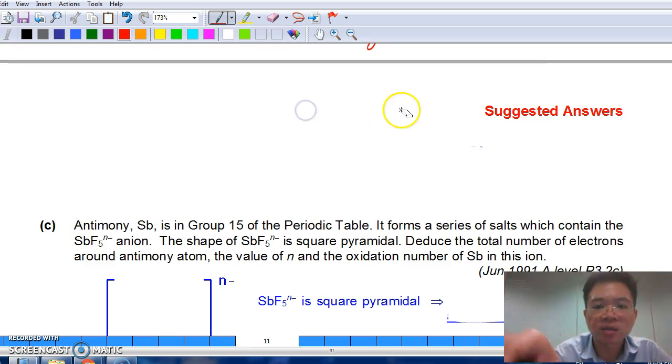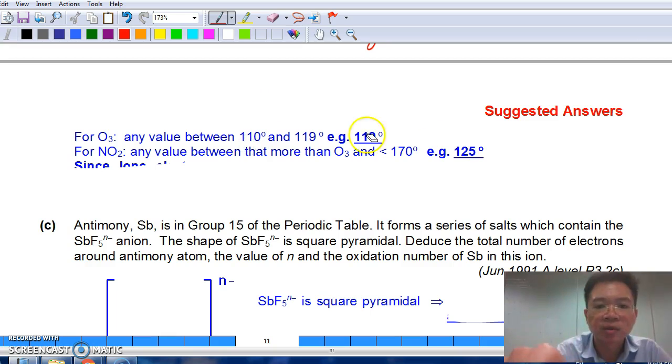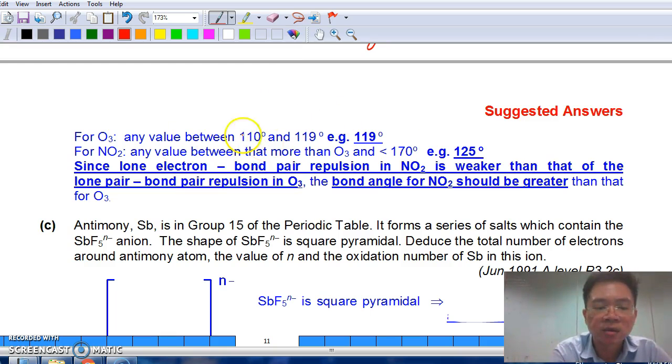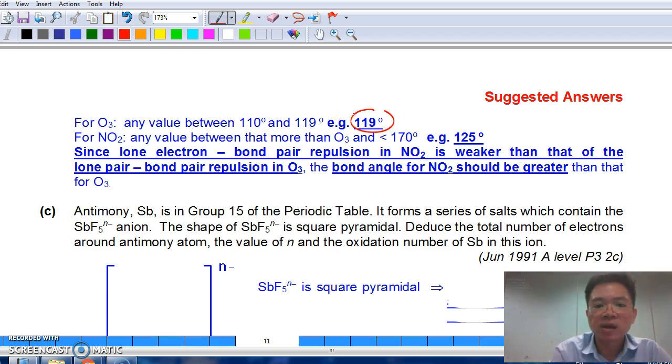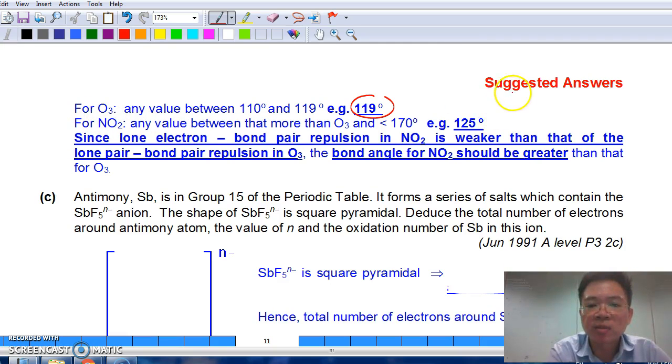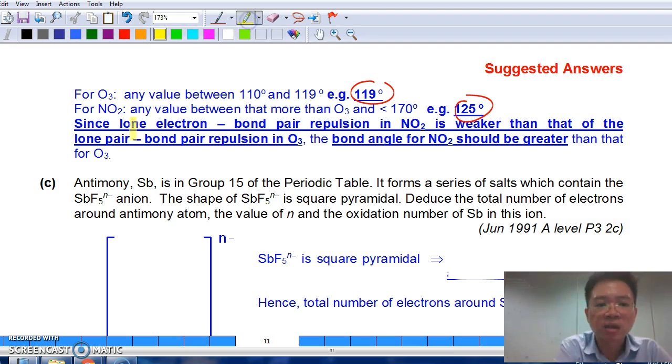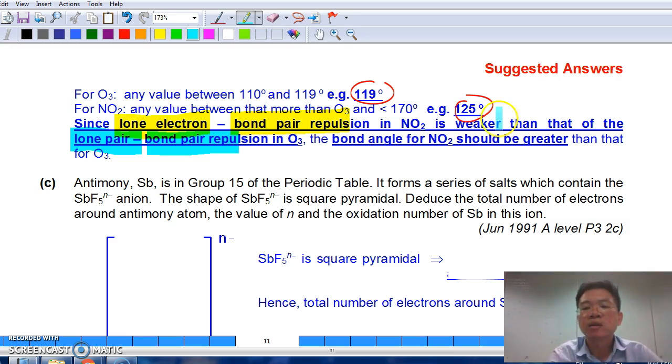Alright, so this is how I will answer the question. For ozone, it can be any value between 110 and 119. For NO2, it can be a value that is less than 170 but more than 120, for example 125. The reason is because the lone electron bond pair repulsion, as compared to the lone pair bond pair repulsion, is weaker.